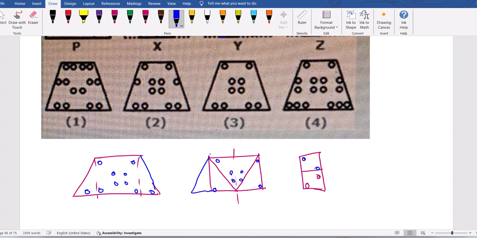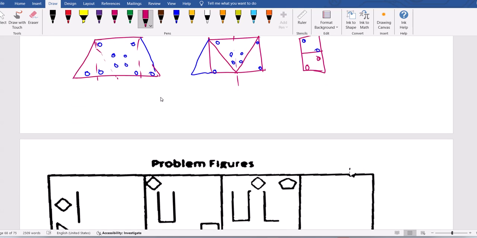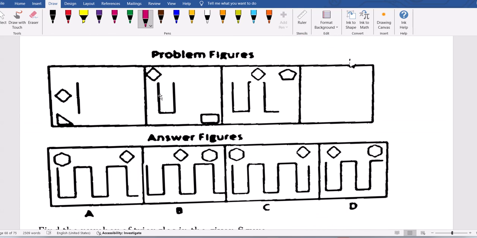It's available in the third diagram. It's not like everything. When you fold, it will affect only up to this part. This one only will reflect here. This one won't reflect in this. Paper folding, paper cutting, but a typical one they have given.